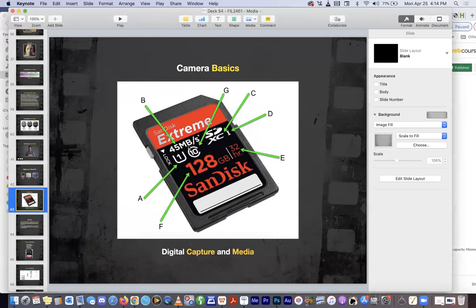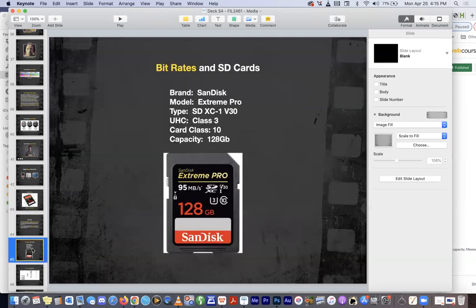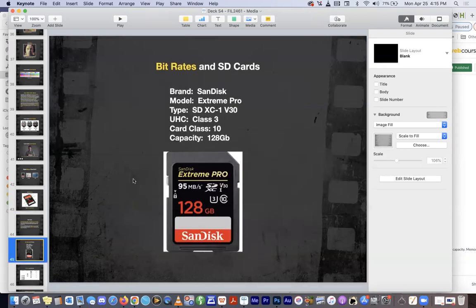That's pretty good. The problem is that has nothing to do with how fast we can record data to the card, right? So there was a different way that we had to look at and interpret the information on this card to figure out how fast we could record data to the card. And we had to do that in kind of a two-step process.